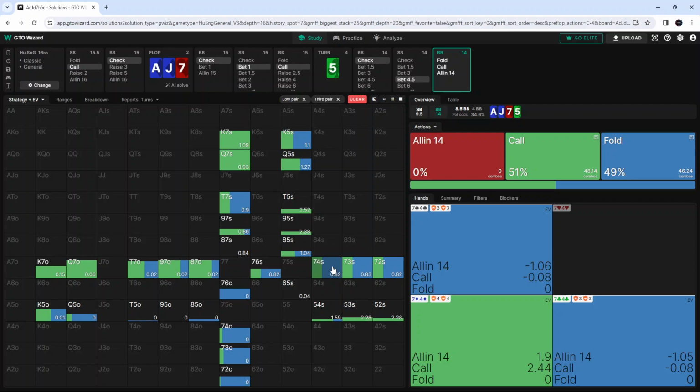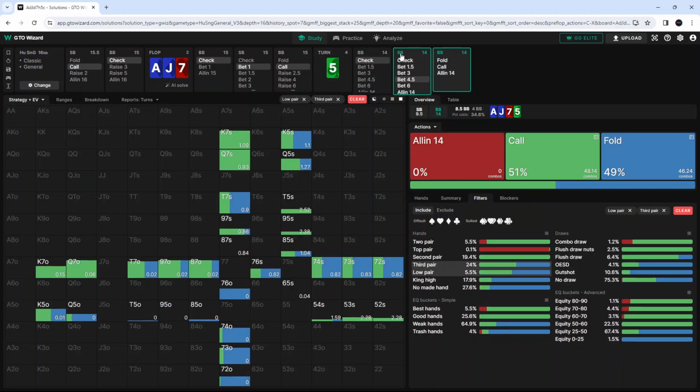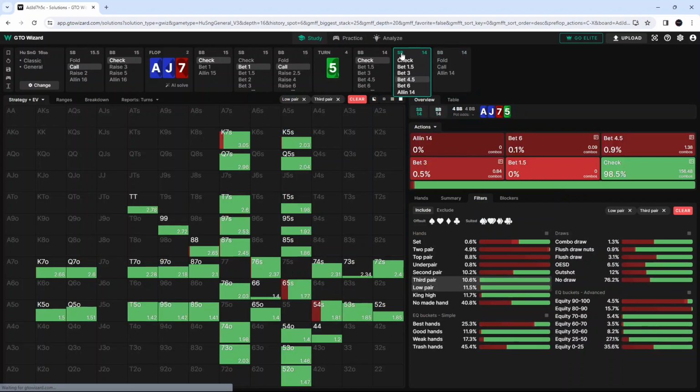So by going so large, we start to force them to invest a lot of chips in a spot they're often going to be ahead or behind, which is what we want to do. This starts to generate some fold equity for our bluffs as well.